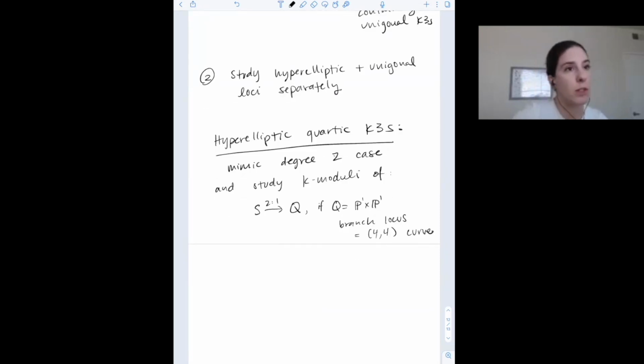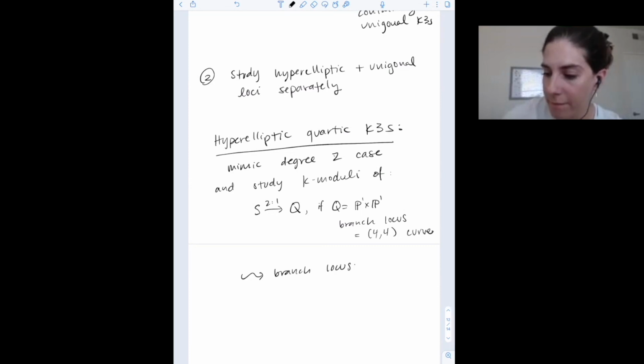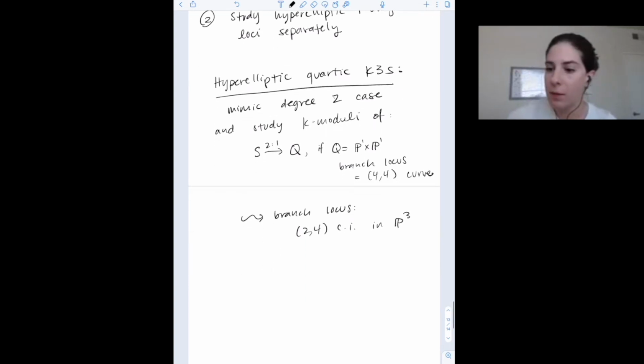Similarly, if Q is P(1,1,2), if you think of that as a singular quadric, it's still a (2,4) complete intersection. So I guess the point is the branch locus in either case is always a (2,4) complete intersection in P3. And so we can study moduli of pairs for the hyperelliptic quartic K3s.